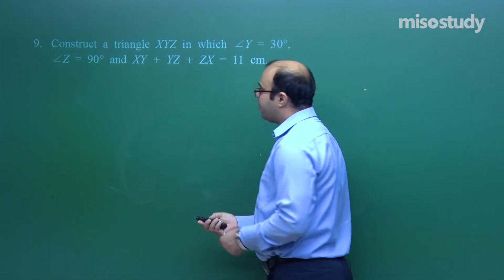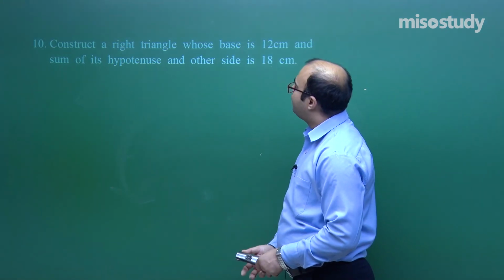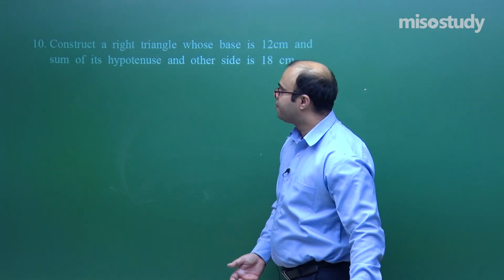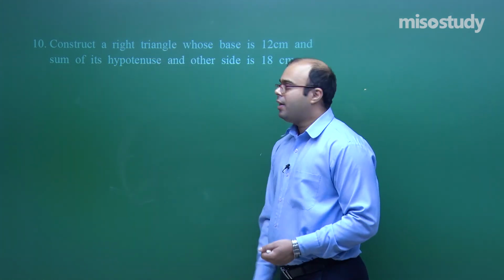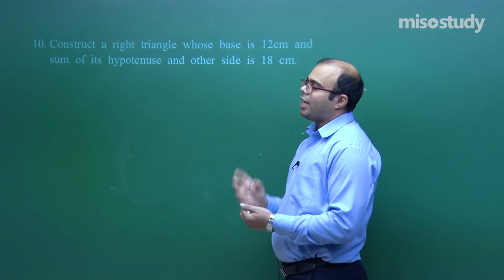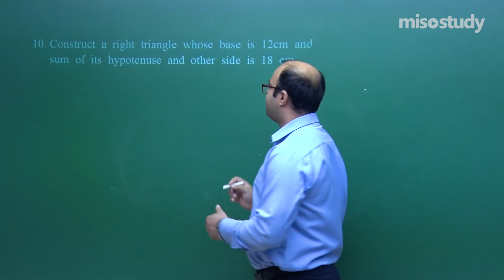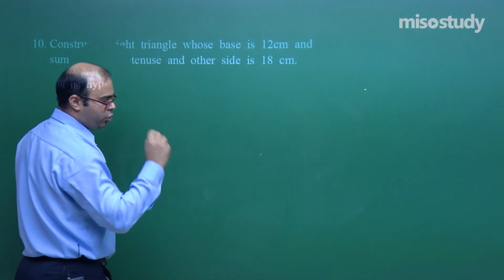In the next question, construct a right triangle whose base is 12 centimeter and sum of its hypotenuse and other side is 18 centimeter. So here an angle is given, base length is given, and sum of other two sides is given. One is hypotenuse, another is another side. Its sum is 18 centimeter. So similar situation is there as we did in question number 6.